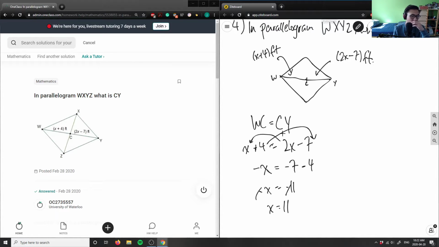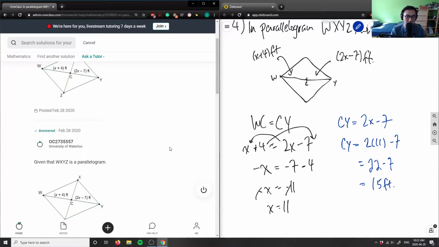So x equals 11. And what I can do is sub x equals 11 back into my equation for CY. So CY equals 2x minus 7, and then CY equals 2 times 11 minus 7. So 2 times 11 is 22, minus 7, this here equals 15. And this here is my correct answer for CY. CY here is 15 feet.